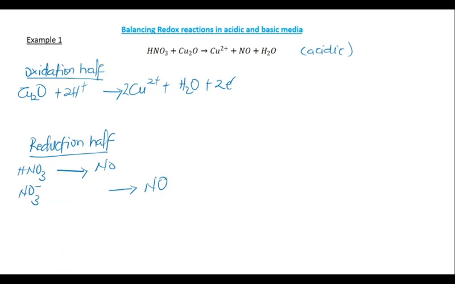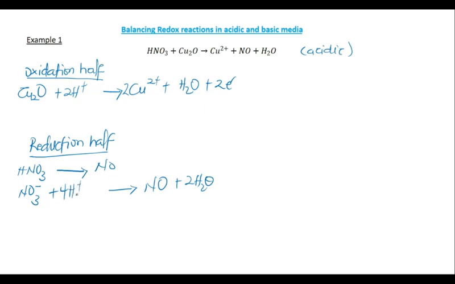Alright. So because we have this, we have nitrogen here, we have nitrogen here, we have 3 oxygen over here, we have 1 over here. So it means this side is deficient of oxygen. So we add plus 2 moles of water. Now that we've added 2 moles of water, we now introduce hydrogen, which is 4 over here. So we need to balance here also with 4H+.